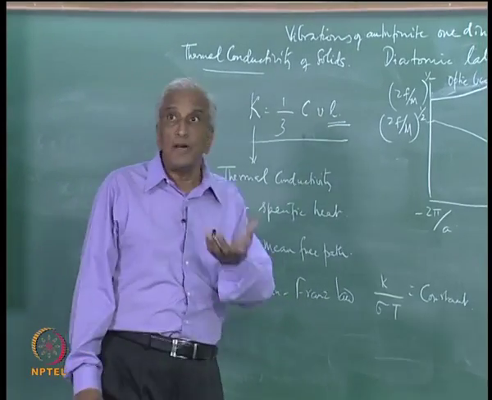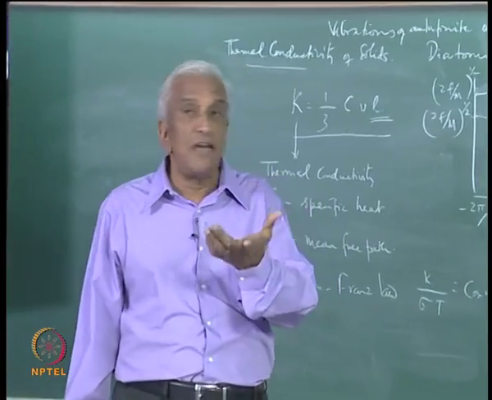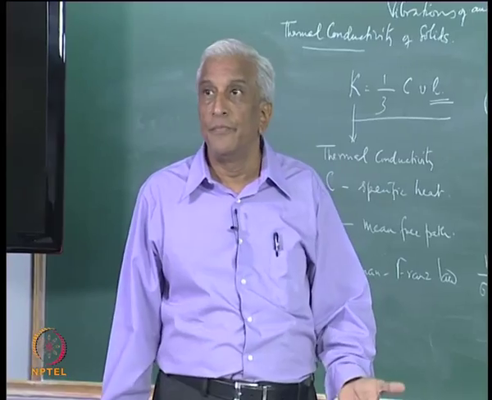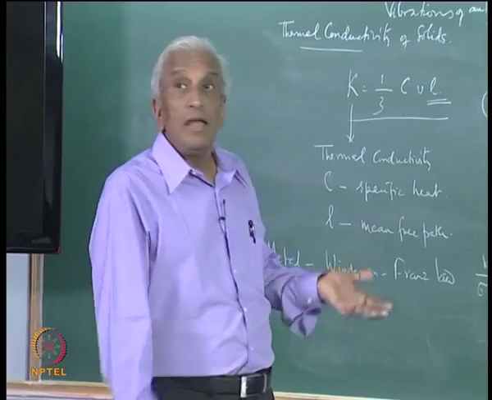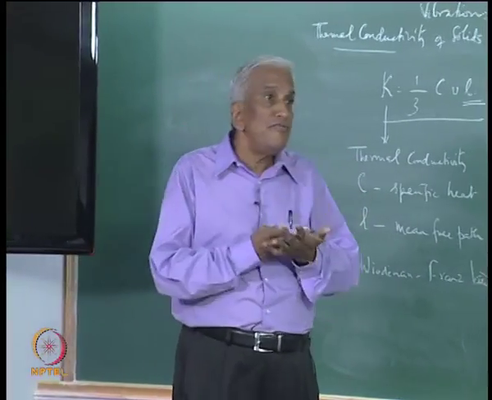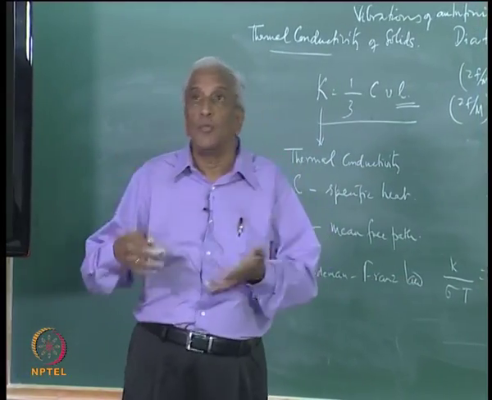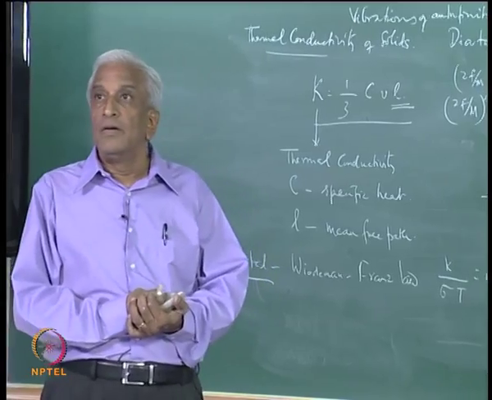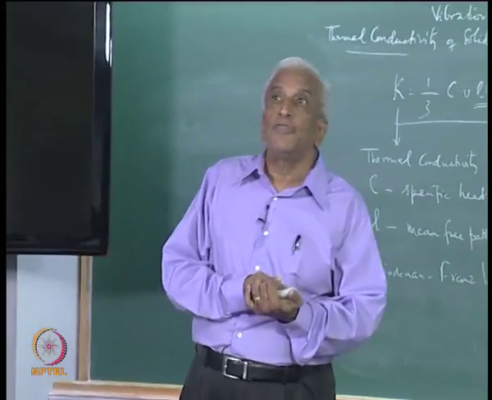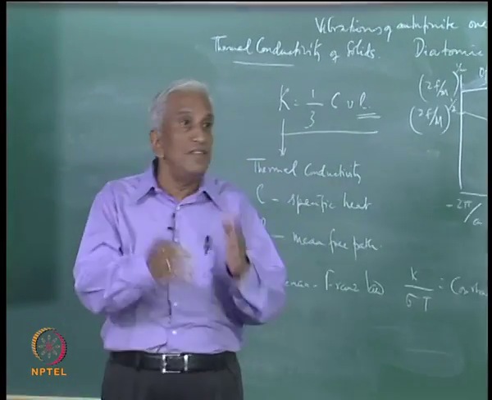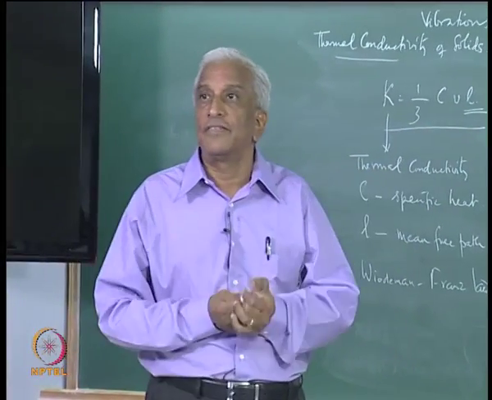Now, the mean free path is the average distance travelled by the phonons between successive collisions. Therefore, the mean free path will become smaller if there are more phonons and more collisions. In other words, the mean free path for a given phonon is inversely proportional to the density of all the other phonons.